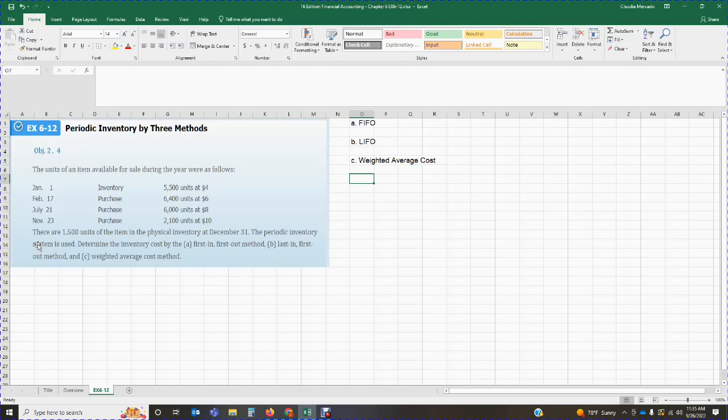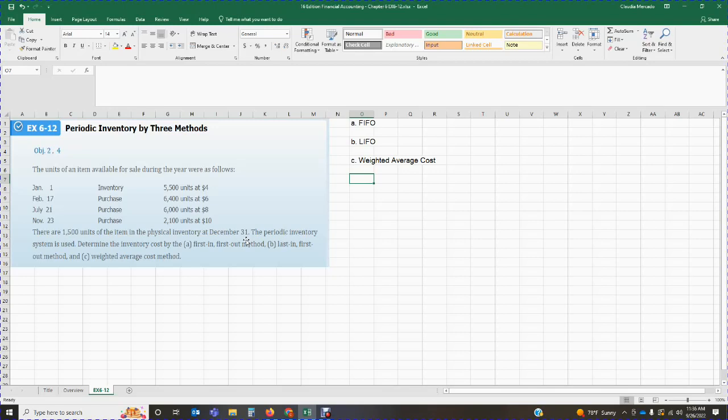In this problem it says that there are 1,500 units of the item in the physical inventory at December the 31st. Usually we do inventory once a year, and we try to do it when our inventory is the lowest. We don't want to count our inventory right after we made some major purchases. So we analyze our inventory and say, our lowest time, when we're going to have the smallest amount of inventory, is this period, and that is when we make our inventory count. A lot of people do this during December or January. If they know they're going to be doing inventory, they won't replenish the inventory, so they can deplete as much as they can, and whoever does the physical inventory has less to count.